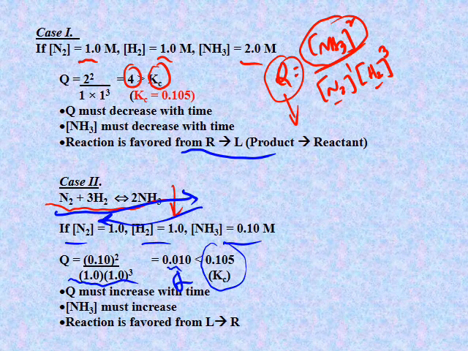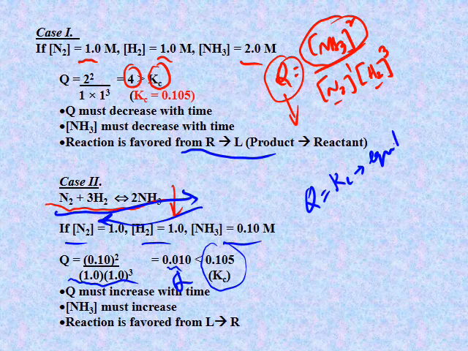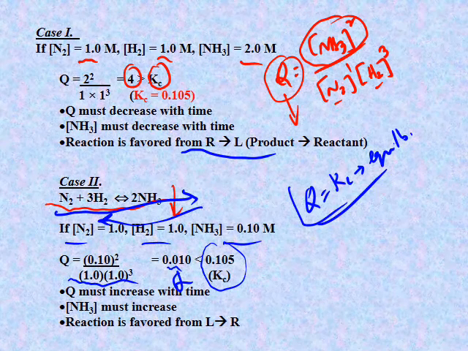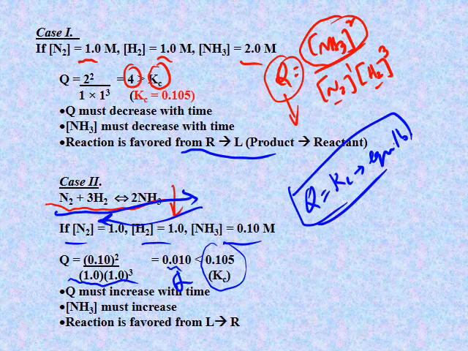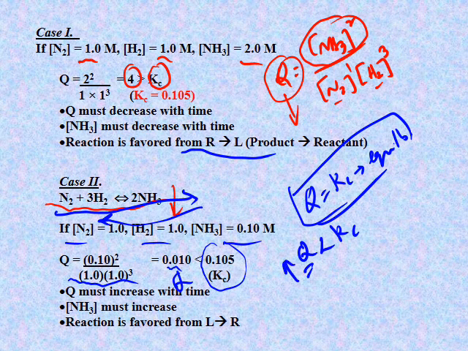Now, in case it happens that Q value equals Kc, that means it's in equilibrium. That's the condition of equilibrium. So when Q value is not equal to Kc, then Q value has to change with time, so that eventually it reaches the value of Kc. So in this case, Q is less than Kc. What that means is, since it's less, it has to reach the value of Kc. It has to go up in value.